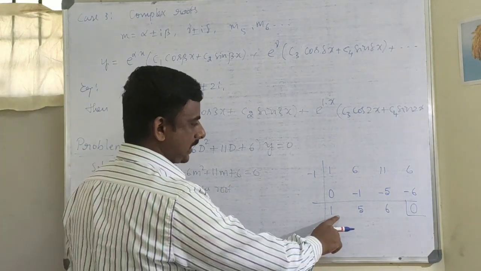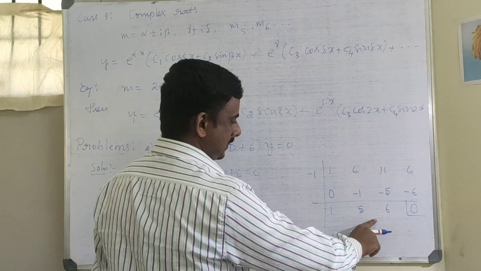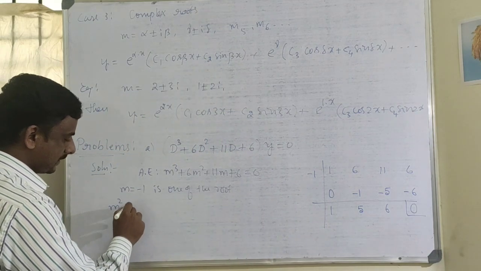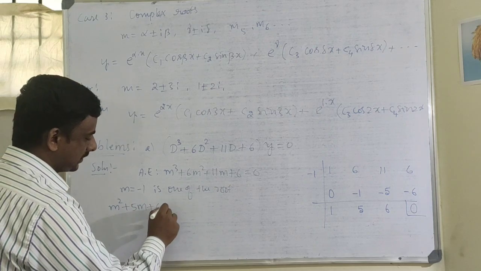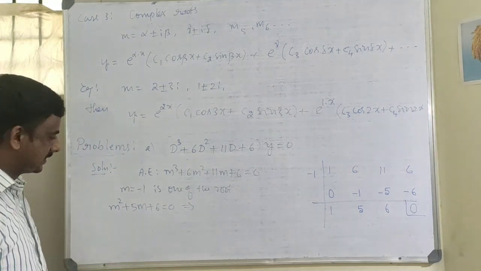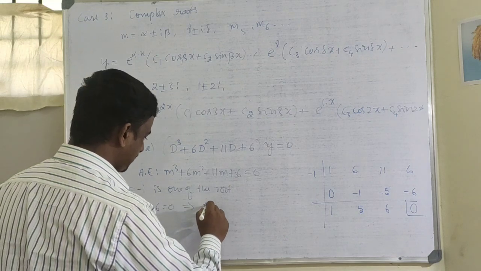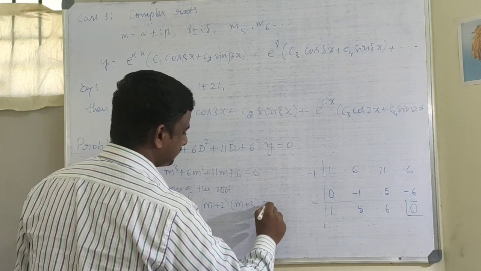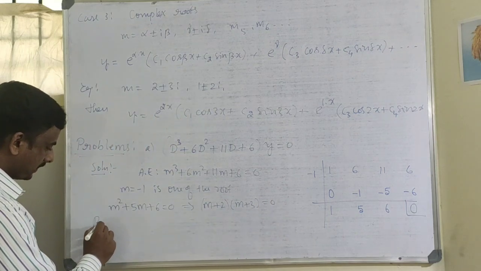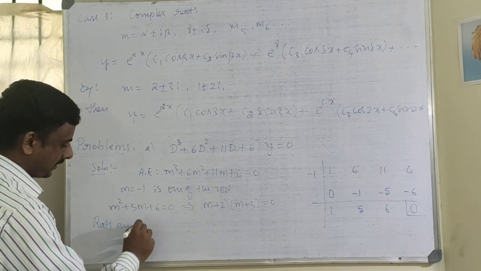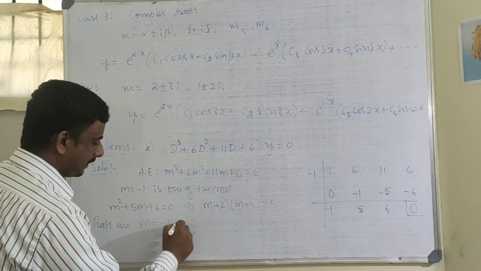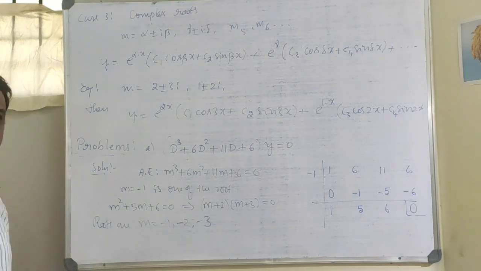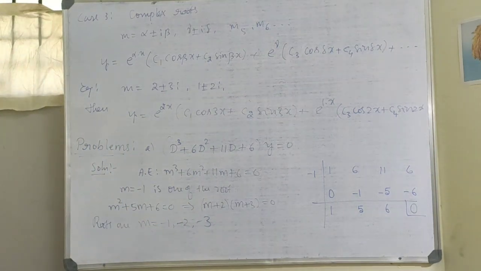Next, from this we can write the equation, that is m square plus 5m plus 6 equal to 0. Now you can factorize and solve this, so you get the roots. This is actually (m plus 2) into (m plus 3) equal to 0. So roots are m equal to minus 1, minus 2 and minus 3. So these are the roots of the given equation.